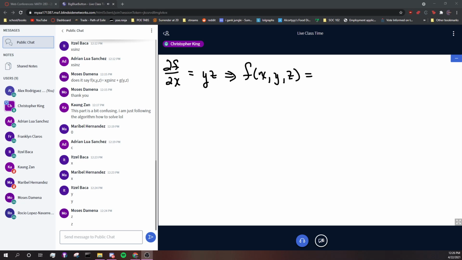So when I integrate the right-hand side, I'm going to end up with what? h(x, y, z) plus some function g that's in terms of y and z. Okay. Everyone okay with that?